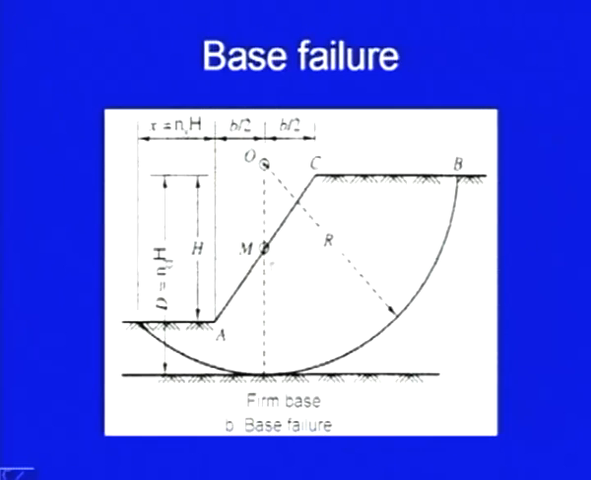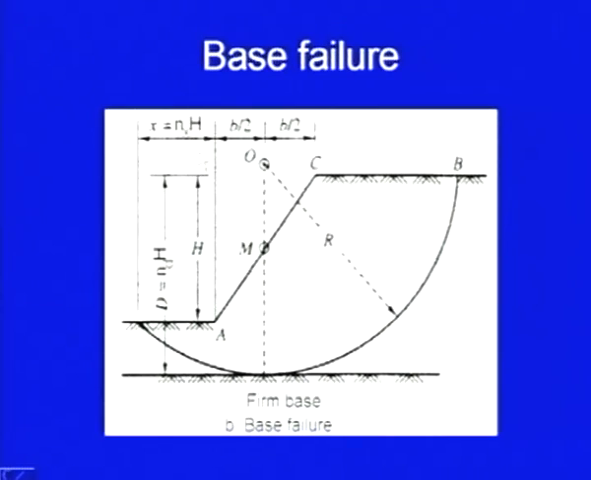So, the center has to lie here. This line and the horizontal line should be perpendicular to each other. Here O is the center of the circle, and these are the parameters. H is the height of the slope, and the base is situated at Nd times H depth below this level. So, Nd is a parameter.